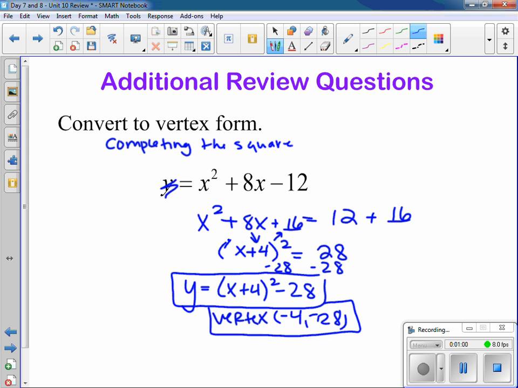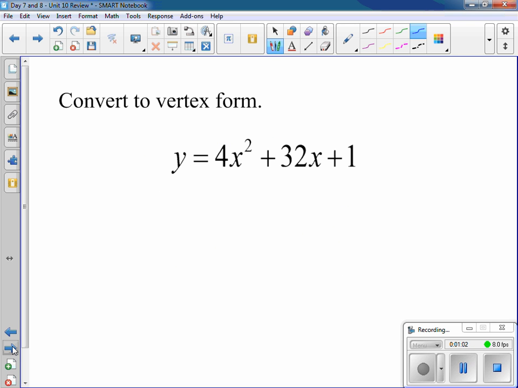Okay? Now we're going to try one with a number in front. So the first thing we have to do is, again, the same step. Move the number over. So we're going to get a minus 1 on this side instead of a plus 1 because we moved it over. And then you have to get rid of that 4 in front.